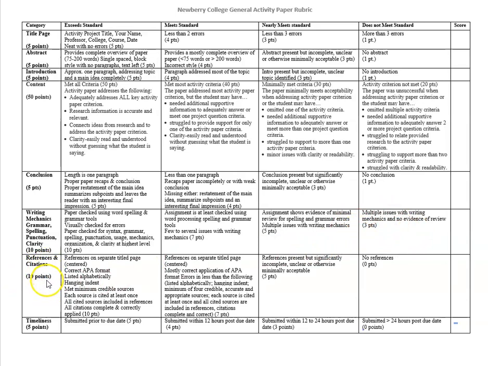References and citations, that's 10 points. When you get to the baccalaureate level, master's level, doctoral level, it's really important that you give credit where it's due. And I've listed the criteria here, and if you do everything that's listed right here, you're going to get the 10 points. If you have some errors, but you mostly followed the APA format, you're going to get 7 points.